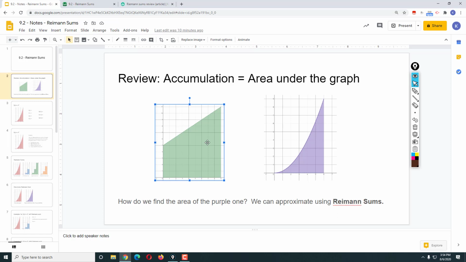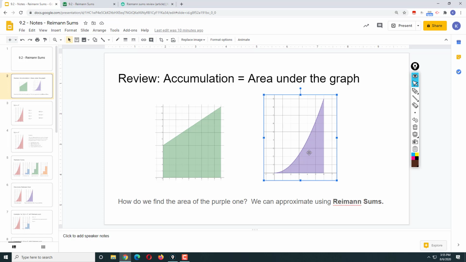In the last lesson, we looked at areas that we can calculate using algebra or geometry. The problem is, sometimes the area is under a curve, a curved line. How do we find the area under a curve, the purple one in the slide? Well, we can come up with an approximation.